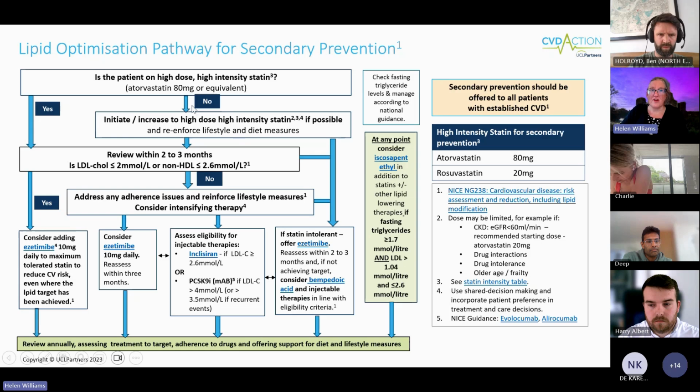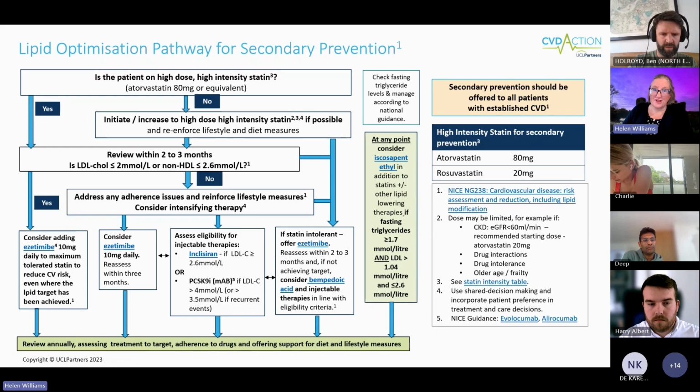So for secondary prevention, high dose, high intensity statin. So ideally going in with an Atorva 80 or a Rosuva 20. That should really happen mostly in the hospital setting if they've had a heart attack or a stroke. In primary care, we need to make sure they're achieving targets, and NICE have moved away from the 40% reduction and recommended that LDL cholesterol should be less than or equal to 2, and non-HDL cholesterol should be less than or equal to 2.6.